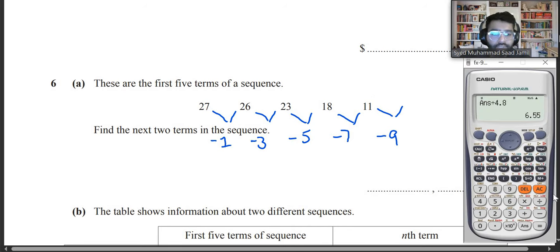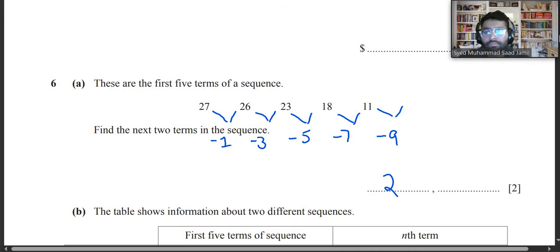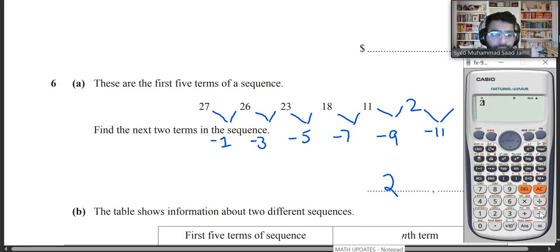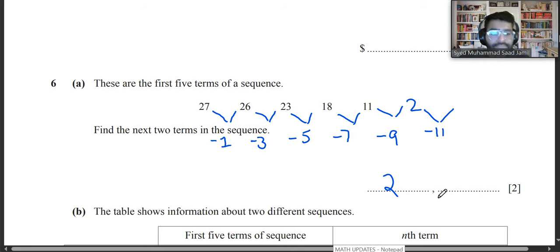So how do we calculate that? 11 minus 9. So it's going to be 2. Now we have written 2 over here, and the next difference is going to be -11. So if you do 2 minus 11, it's -9. So that's how we find the next 2 terms. Okay.